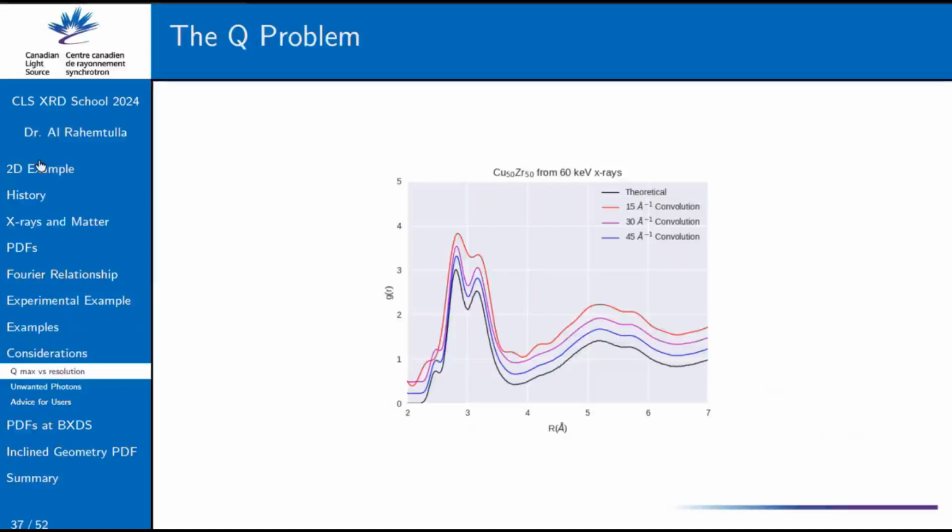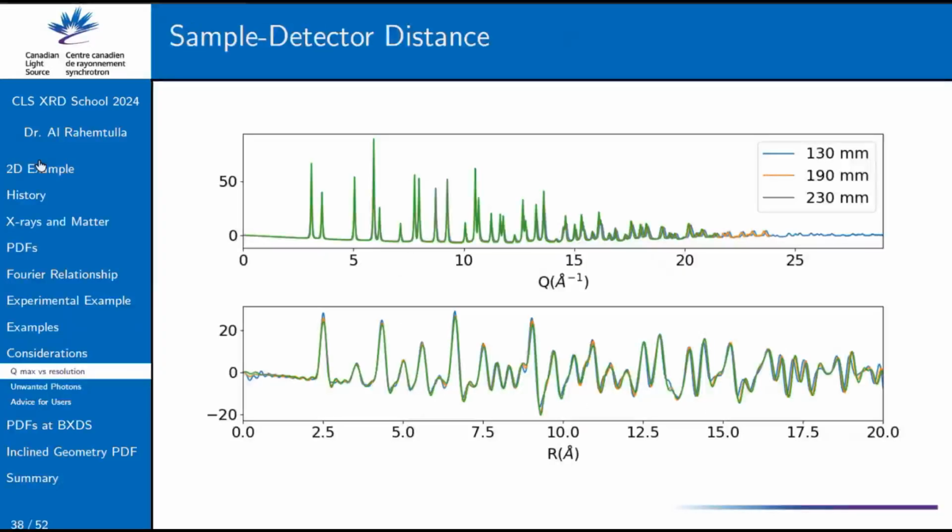So the simple solution is, well, we know Q is related to our wavelength and angle. Why don't we just get that detector as physically close as possible and get an energy as high as possible and just make Q as big as we possibly can?